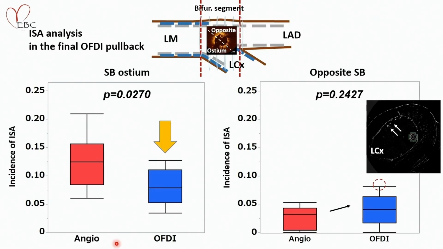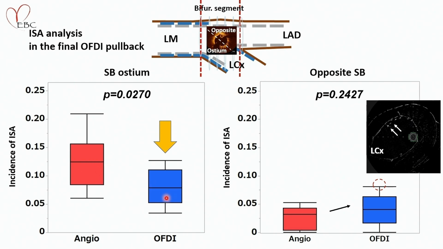ESA at the bifurcation was analyzed in the final OFDI pullbacks. ESA at the side branch ostium was significantly smaller in the OFDI guidance group compared to the angio group. However, ESA at the opposite side branch slightly increased in the OFDI group.